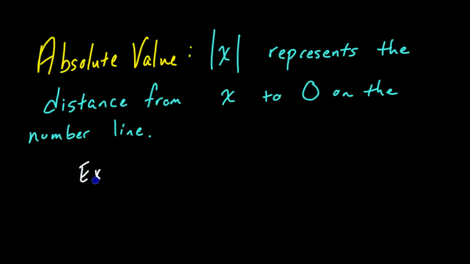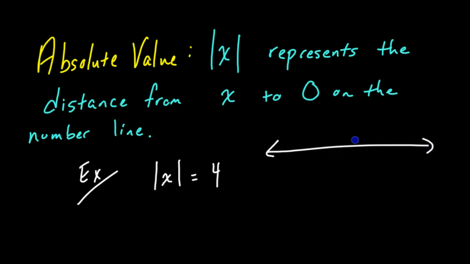So for example, if I said the absolute value of x is 4. Well, if we think of a number line in our heads, and there's 0, 4 spaces to the right could be the number 4, or 4 spaces to the left could be negative 4. So x could be 4, or it could be negative 4. Both of those two numbers are 4 spots away from 0 on a number line.